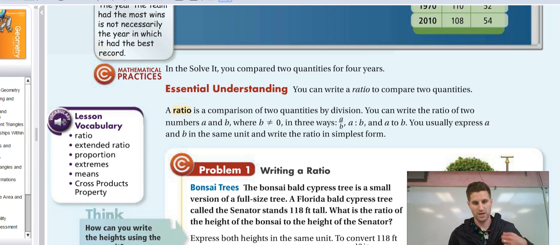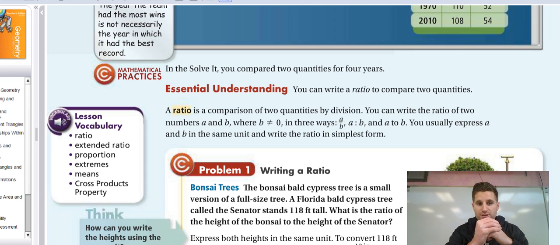Hey guys, welcome. We're starting chapter 7 and we're talking about similarity, and in order to understand similarity we need to talk about ratios and proportions. Similarity is talking about two shapes that look the same. Think of a car and its model car. They have the same look, but they are actually in the same proportion or ratio to each other, even though they're not the same size.